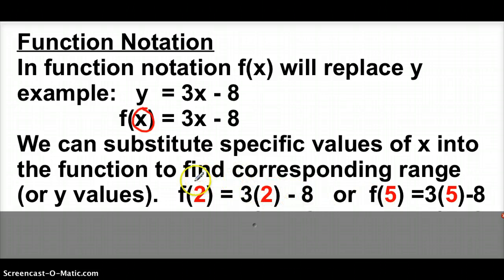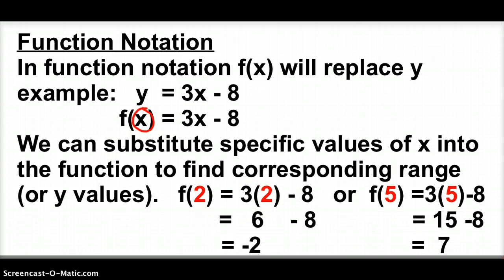So this is the function of 2. This is a function of 5, which means we replace every x with 5. In the first case, we'd replace every x with 2. Then we can go ahead and evaluate both of these. So on this first one over here, 3 times 2 is 6, minus 8 equals negative 2. And on this one over here, function of 5, 3 times 5 minus 8 is going to be 15 minus 8 equals 7. So in this case, f of 2, or function of 2, is negative 2, and the function of 5 is 7.